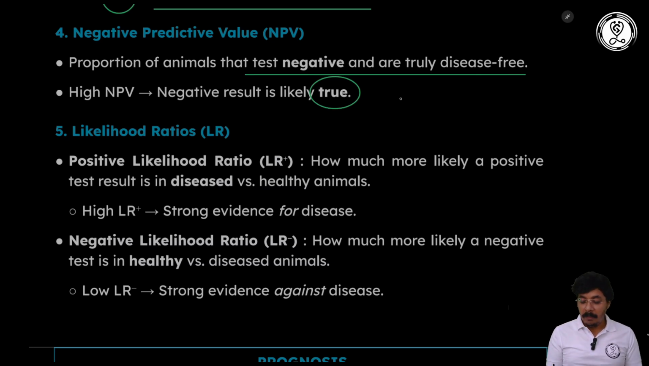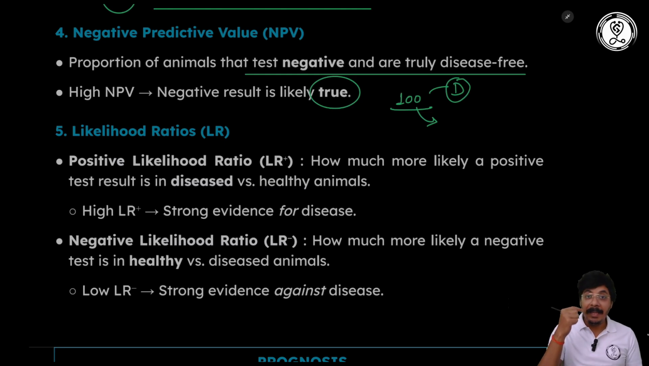For example, if you have 100 animals and you have screened them for disease D, it is not necessary that all 100 animals will be diseased or positive for that entity. So the negative predictive value of a diagnostic test tells you, among the animals that are screened, how many are true negatives, meaning they are disease free. Here is the proportion. So if a diagnostic test has a very high NPV, it is telling you that the negative results are likely true.